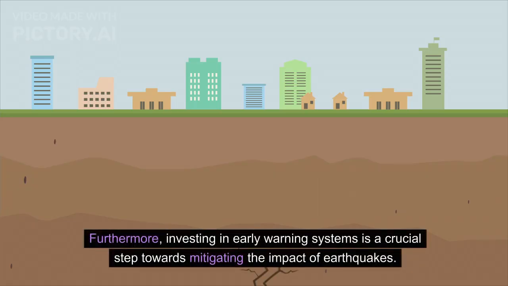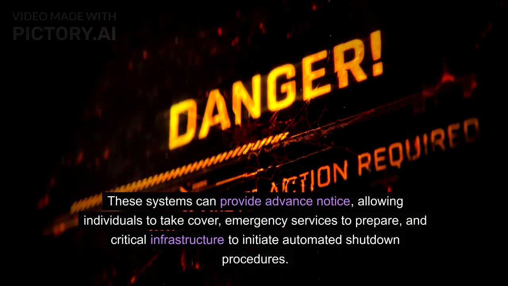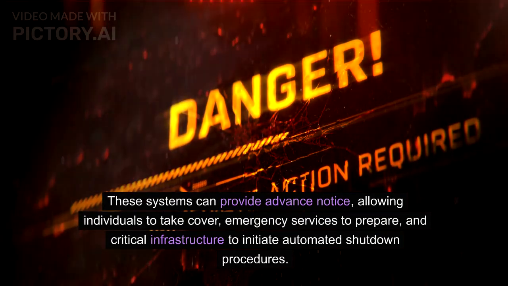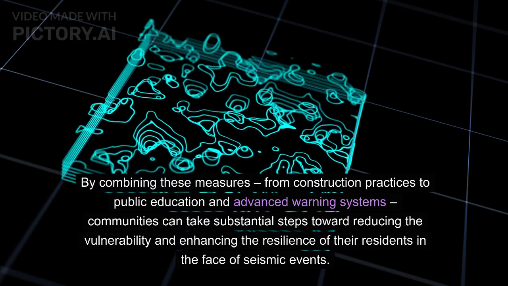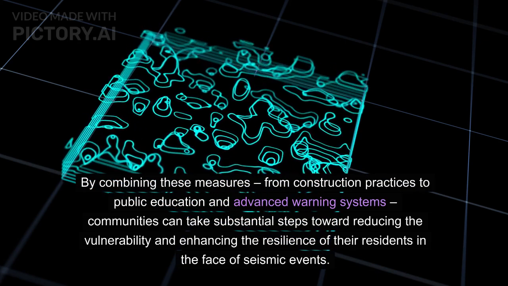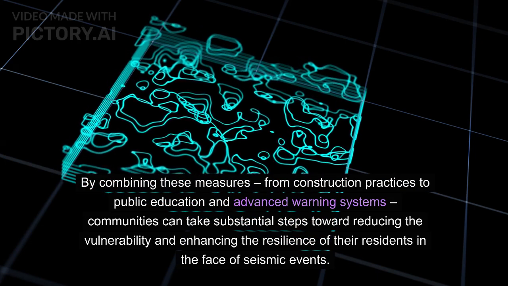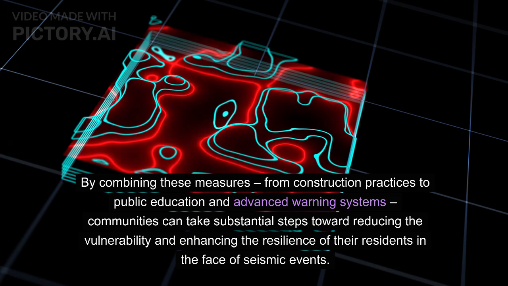Furthermore, investing in early warning systems is a crucial step towards mitigating the impact of earthquakes. These systems can provide advance notice, allowing individuals to take cover, emergency services to prepare, and critical infrastructure to initiate automated shutdown procedures. By combining these measures, from construction practices to public education and advanced warning systems, communities can take substantial steps toward reducing the vulnerability and enhancing the resilience of their residents in the face of seismic events.